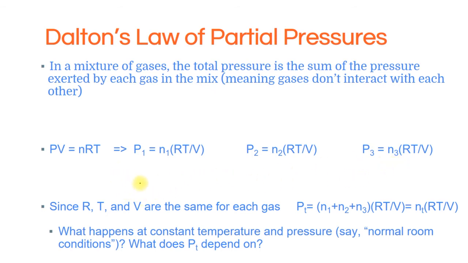The total pressure, P total, of air is due to the number of moles of oxygen, nitrogen, and carbon dioxide, all of those added up. So basically N means total moles of gas. It doesn't matter what gases they are. Okay, so we're just adding all the different N's up to get our total moles of gas, and that's going to give us the total pressure. Okay, so that makes some sense.